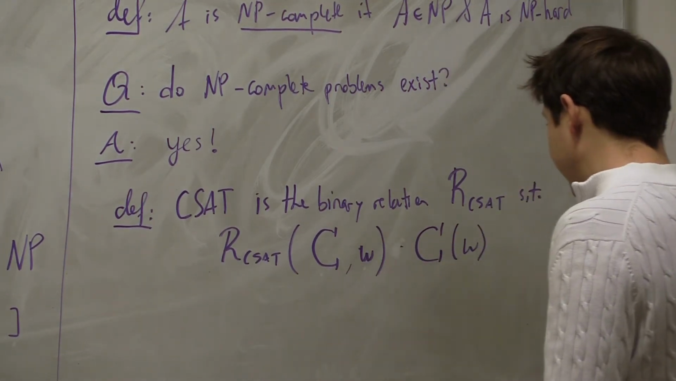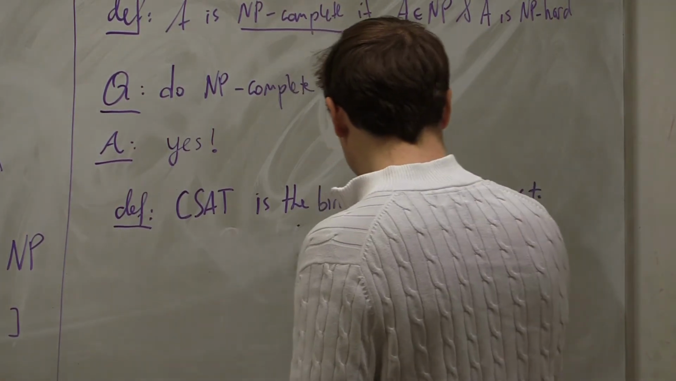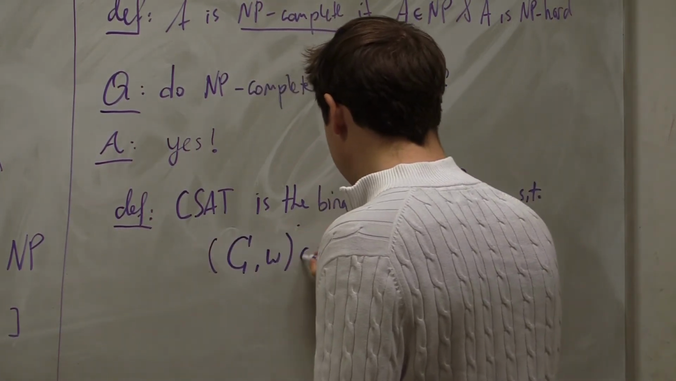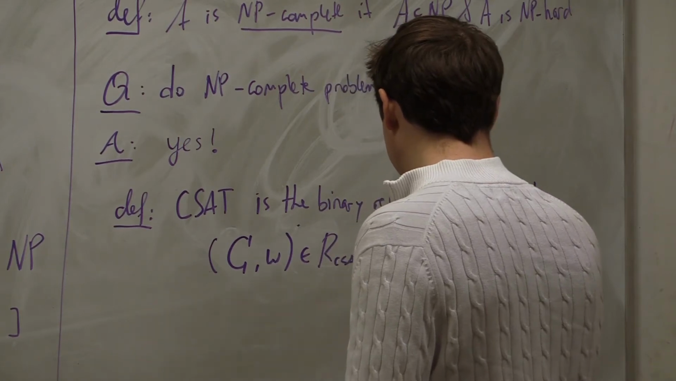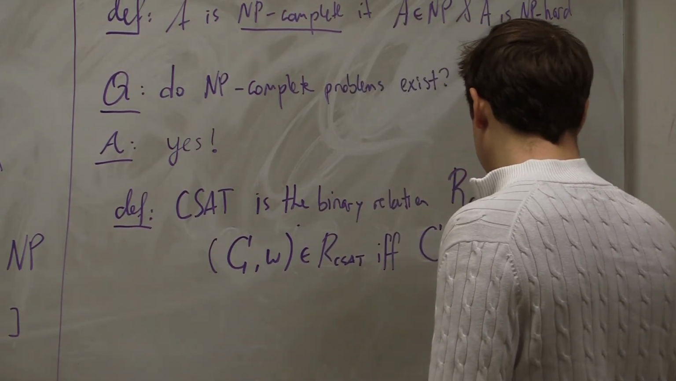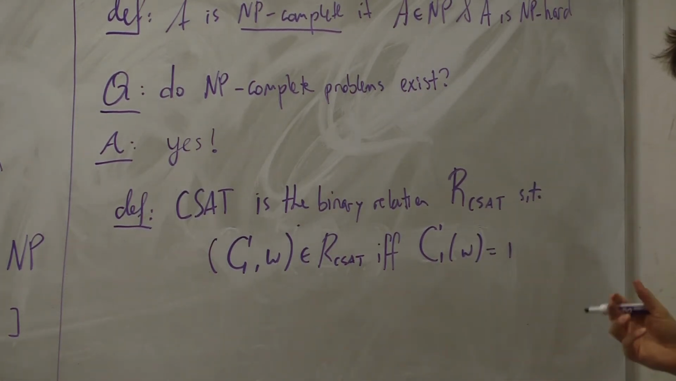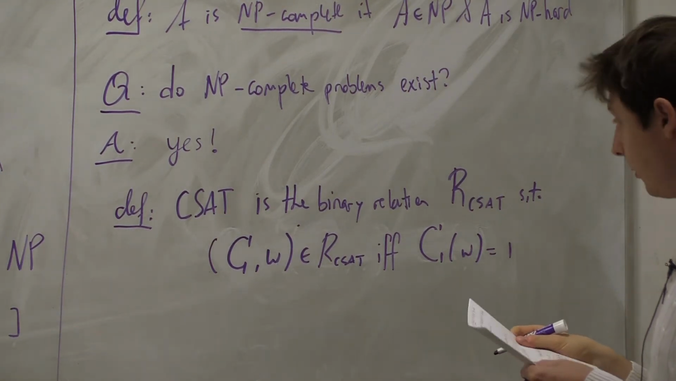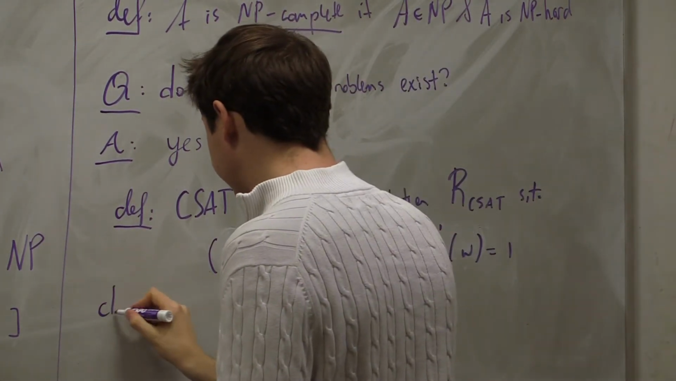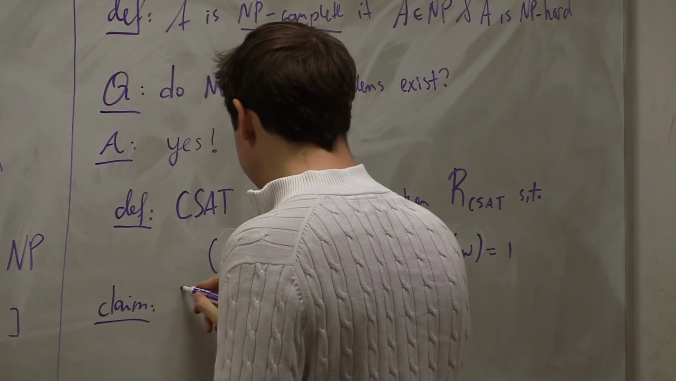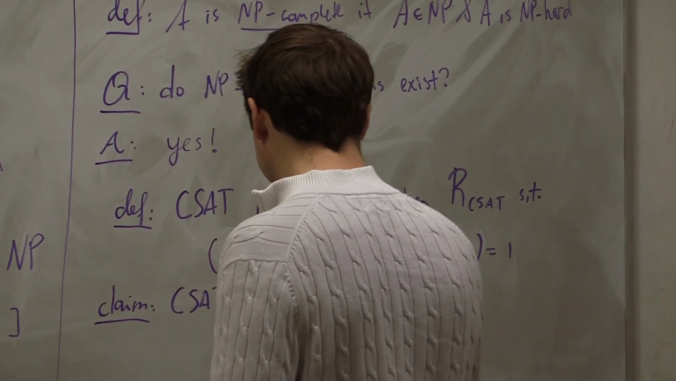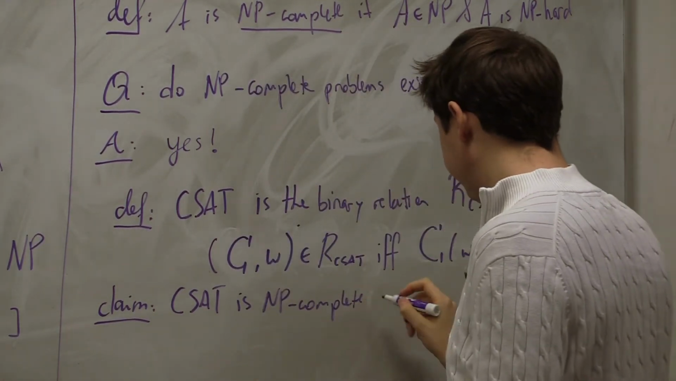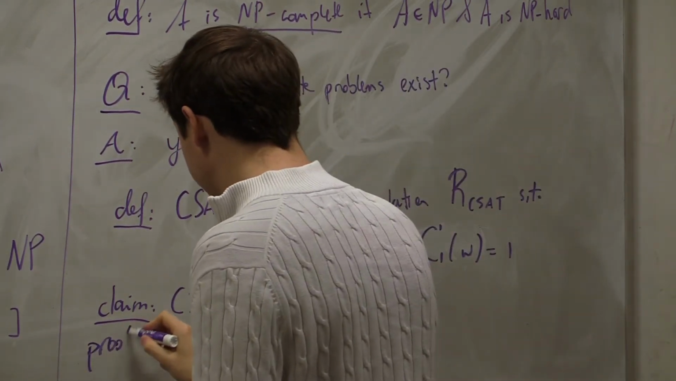Okay? So I'm actually going to write it in a different way. C and W is in R CSAT if and only if C of W equals 1. So if you have a Boolean circuit, you evaluate it on input W and get 1. Okay? And now we have a simple claim that CSAT is NP complete. And the proof is pretty straightforward.